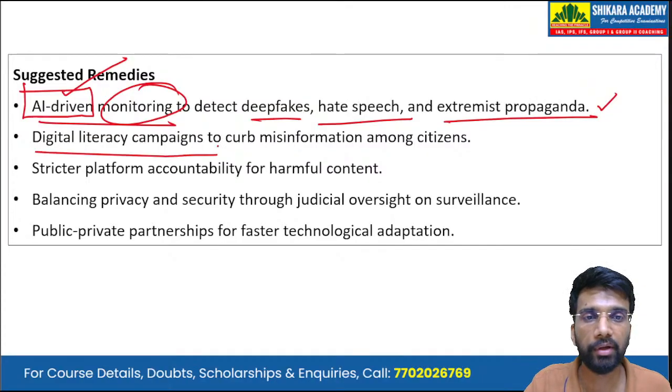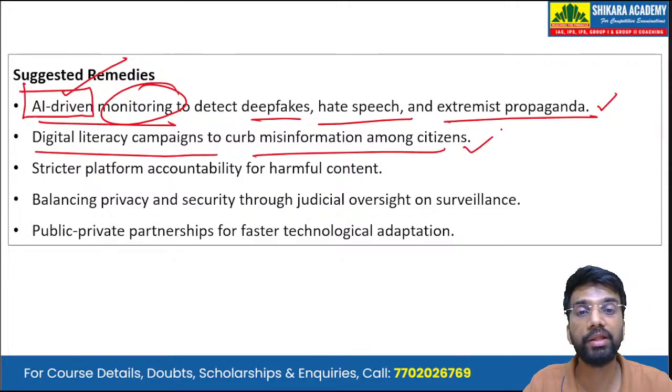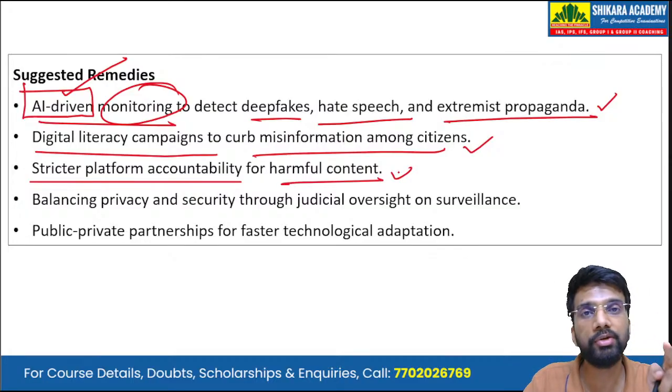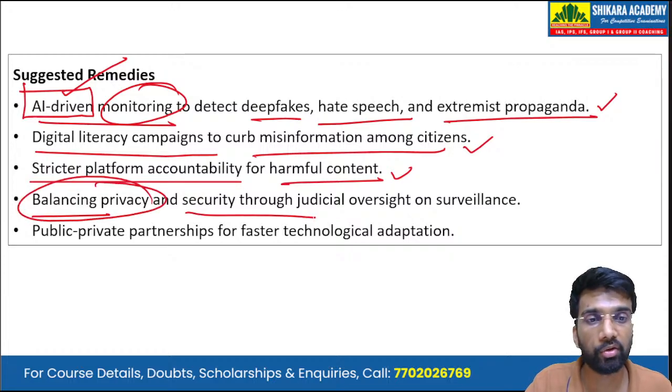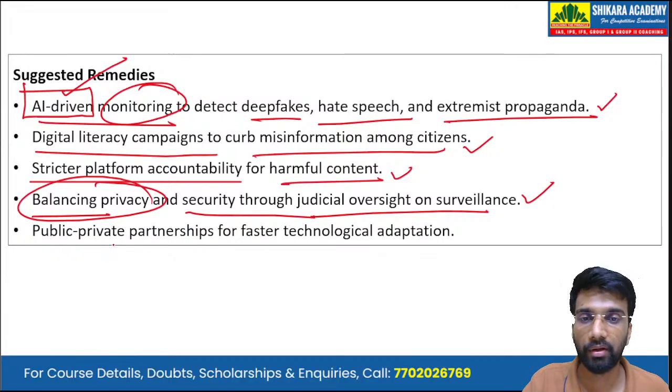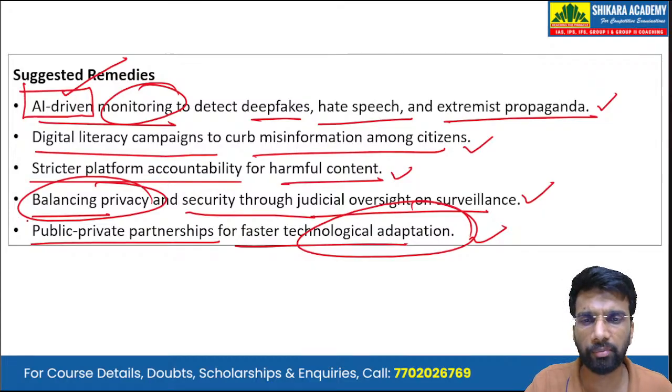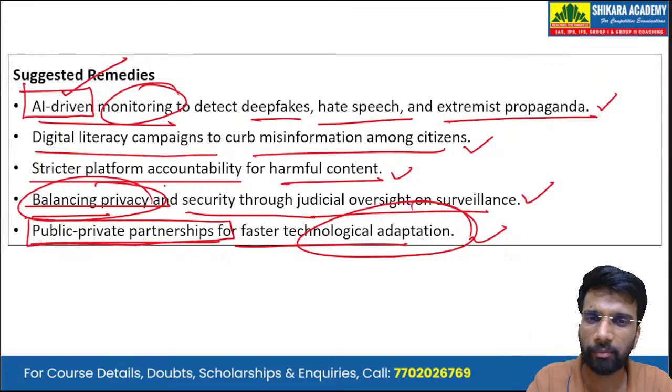Then there are digital literacy campaigns to curb misinformation among citizens. Raising awareness or digital literacy in the citizens is paramount. Then there is stricter platform accountability for harmful content. The social media platforms need to be held accountable for the content that is shared on their platform. Then balancing privacy and security through judicial oversight on surveillance. Finally, public-private partnership for faster technological adaptation. So these are the common or generic points that we can write in the suggested remedies.